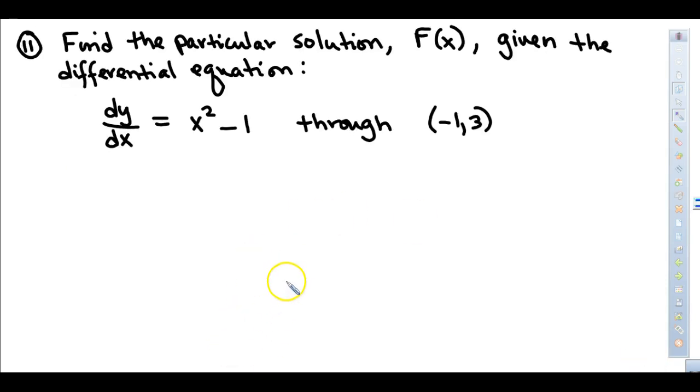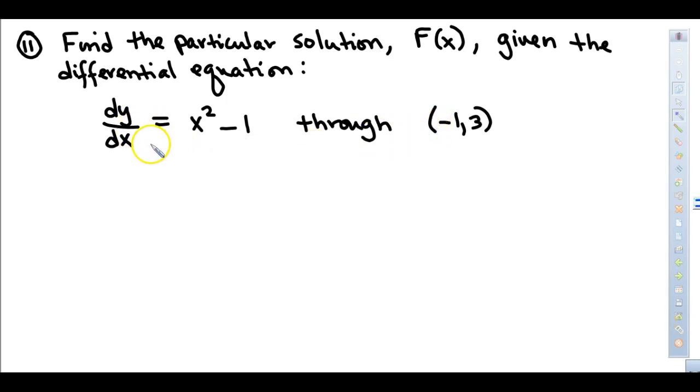Okay, so now we're going to get into some problems that we do with some of this integration. Find a particular solution f of x, given the differential equation dy/dx is equal to x squared minus 1, and we're going to go through this point. What we're doing this time is we actually are going to figure out what that plus c is. We do that by knowing the derivative of f and a point that f went through.